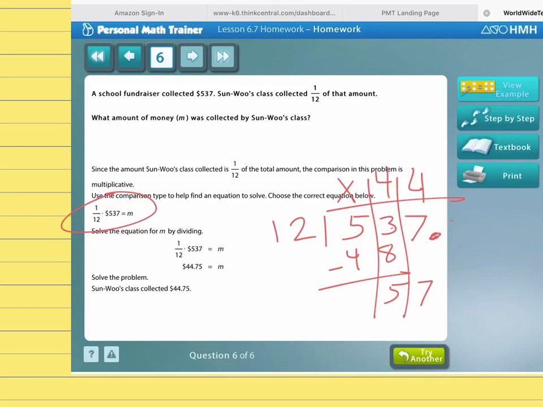And I got a decimal point here because that doesn't come out evenly, so I'm going to add my decimal point, move it up, and annex 2 zeros here. So I have a difference of 9. 12 goes into 97 times, and that's going to give me a total of 84, which gives me 6. 12 goes into 65 times. So I did get the same answer, 44 and 75 hundredths, or $44.75.